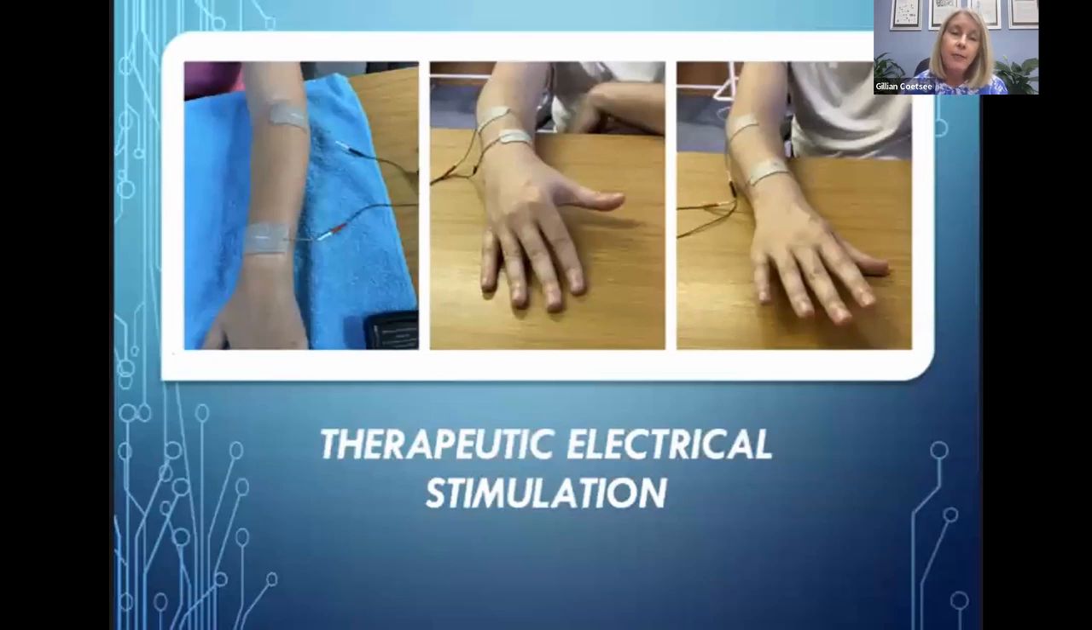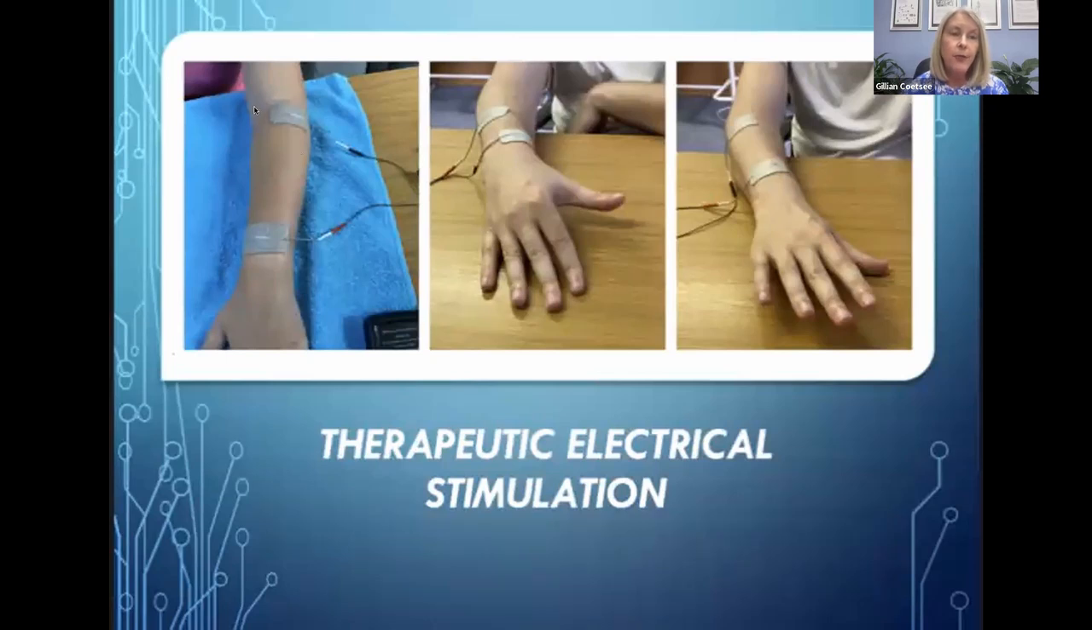Another treatment modality that was asked about was therapeutic electrical stimulation. I do use it a lot for multiple reasons, particularly if we're trying to facilitate extensor movements, because most of our forearms and hands or wrist and hands will be in flexion. These are just some of the electrode placements.